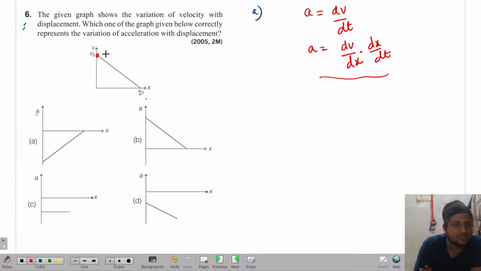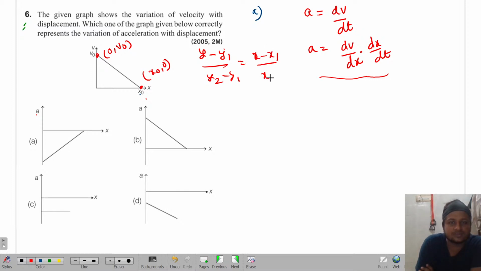You know the coordinates of this. This is equal to how much? 0 comma v naught. This coordinate is equal to how much? X naught comma 0. You know the relation, like how to write the straight line equation. That is y minus y1 divided by y2 minus y1 is equal to x minus x1 by x2 minus x1. This is your straight line equation.